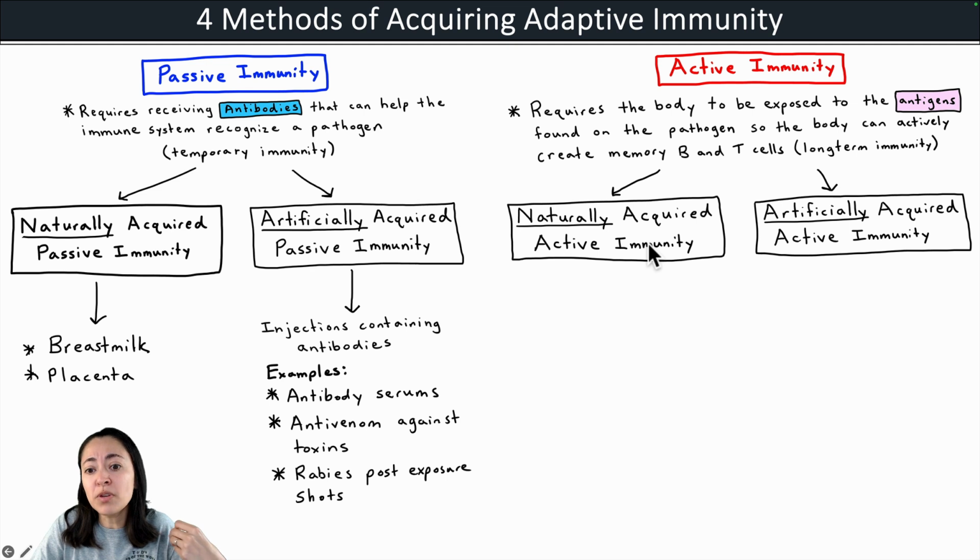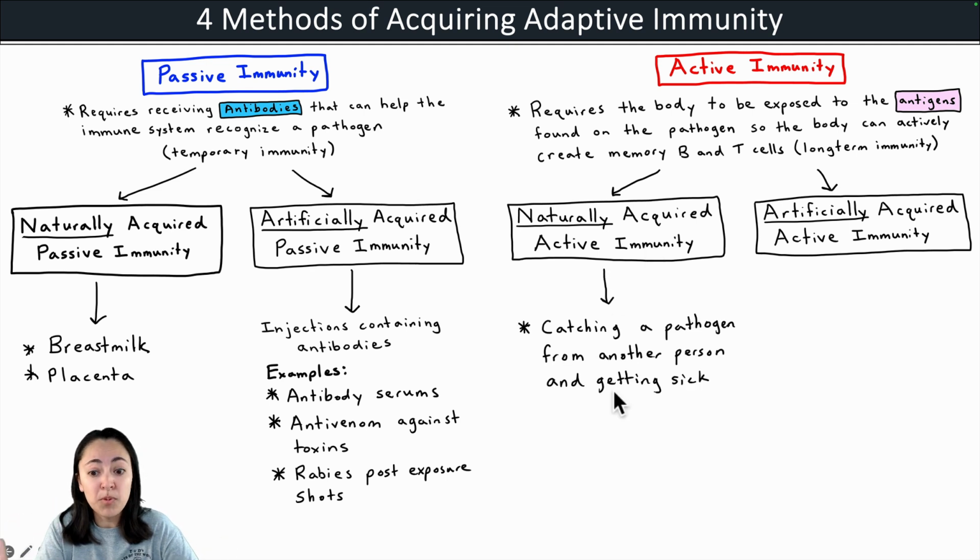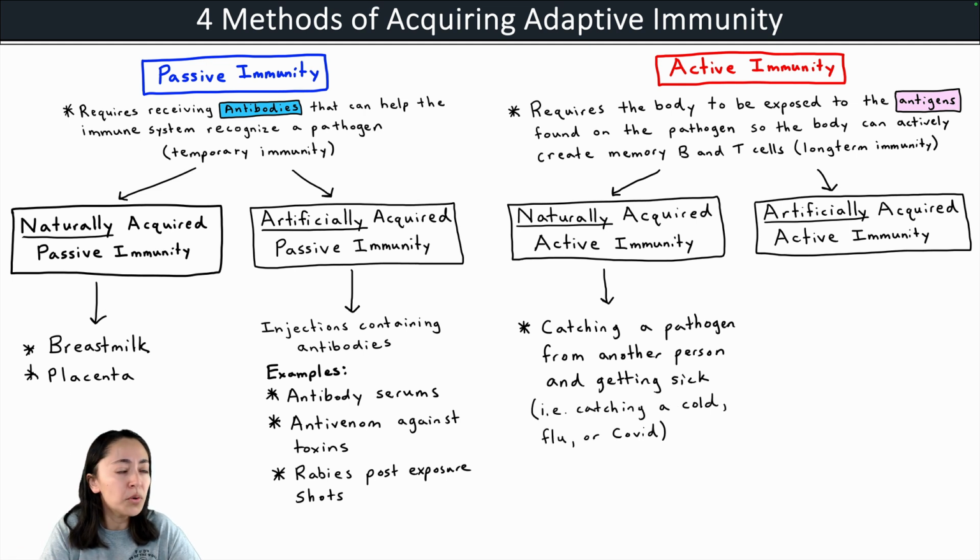So how might you naturally be exposed to a pathogen? Well, that would be from being exposed to a pathogen from another person and getting sick. So you might actually catch a specific pathogen, virus or bacteria from somebody else. An example of this would be catching a cold, the flu, or COVID from being exposed to somebody else. When you're exposed to those pathogens, your body will naturally respond by creating memory B and T cells to help your immune system be better at recognizing that pathogen the next time you're exposed to it.